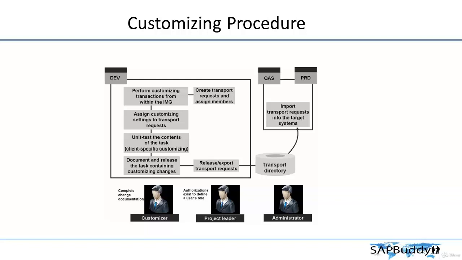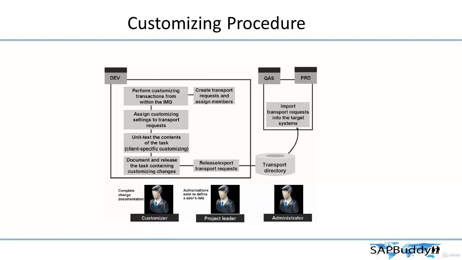Then it comes to the customizer. As a customizer, the functional consultant, you will use the IMG configuration to do the customizing, or if they are a developer, then they will do the development in the SAP system. And they will assign the customizing settings to the transport request which is created by the project manager.